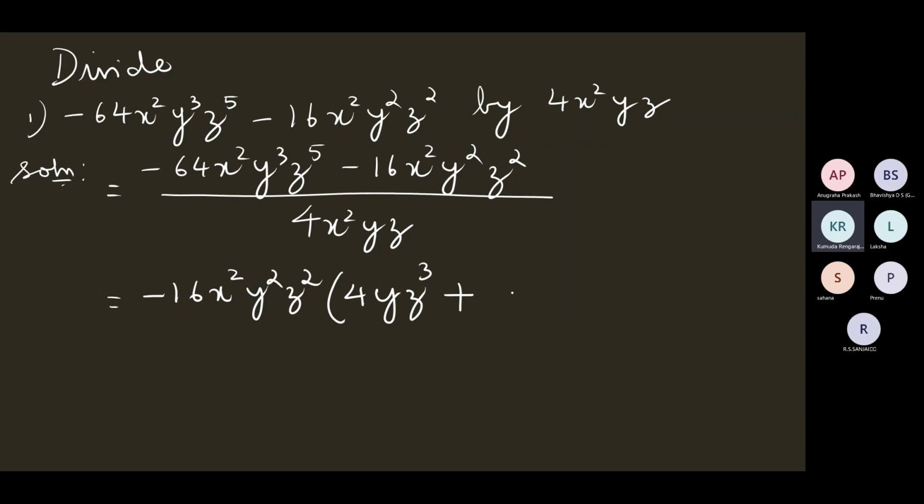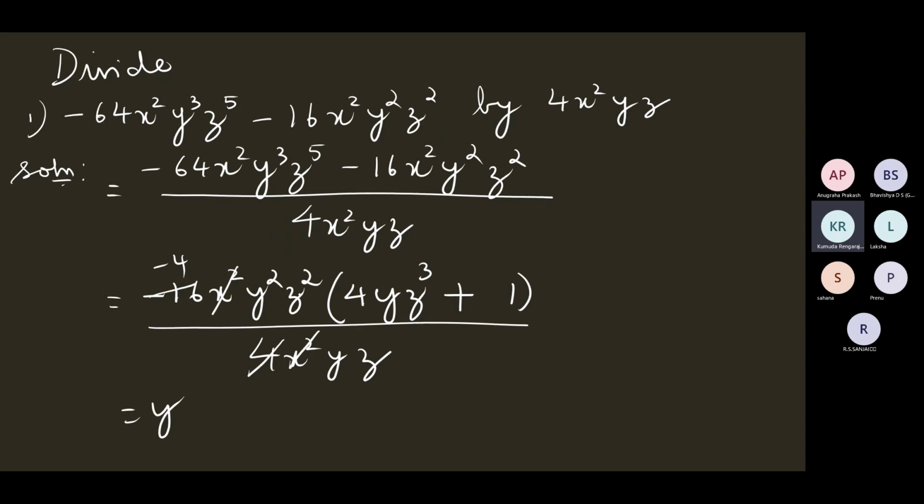16 x squared y squared z squared is common outside, so plus 1, divided by 4x squared yz. Now the x squared and x squared cancel, y squared by y is y, z squared by z is z, so we get 4yz cubed plus 1. This is the method some schools adopt. You can also do it like this. I'll show you the alternate method also. This one is by taking out the common factor in the numerator and simplifying.